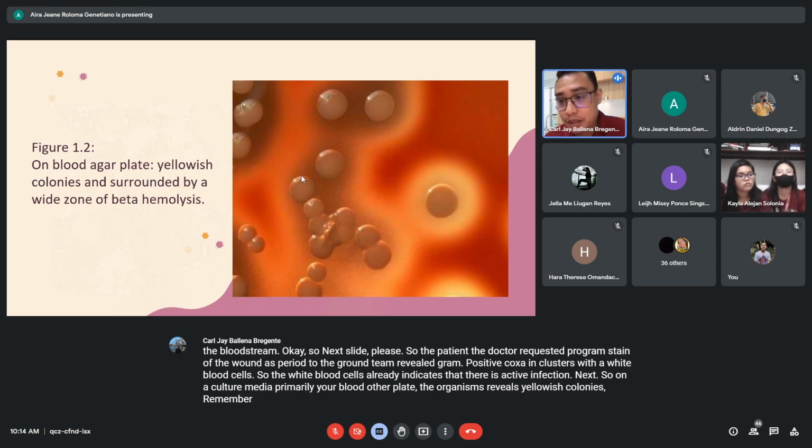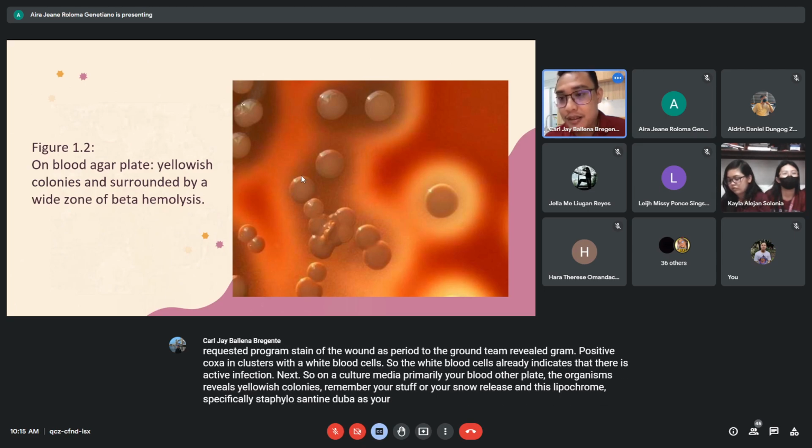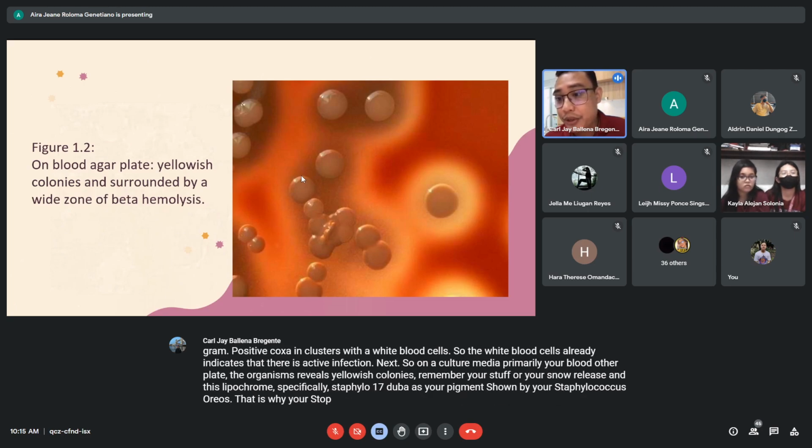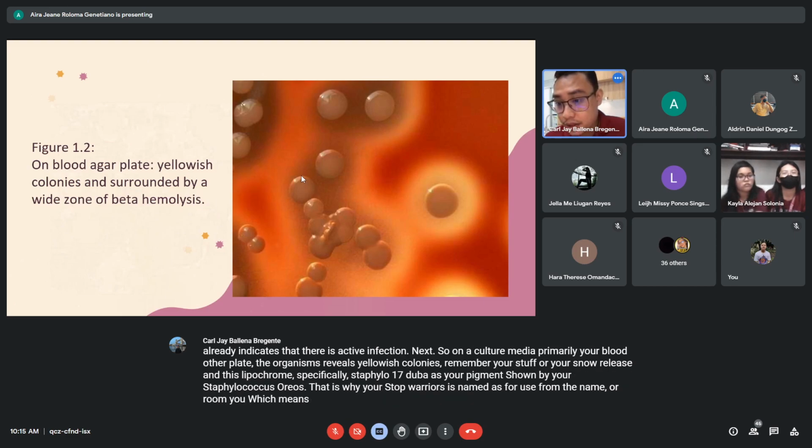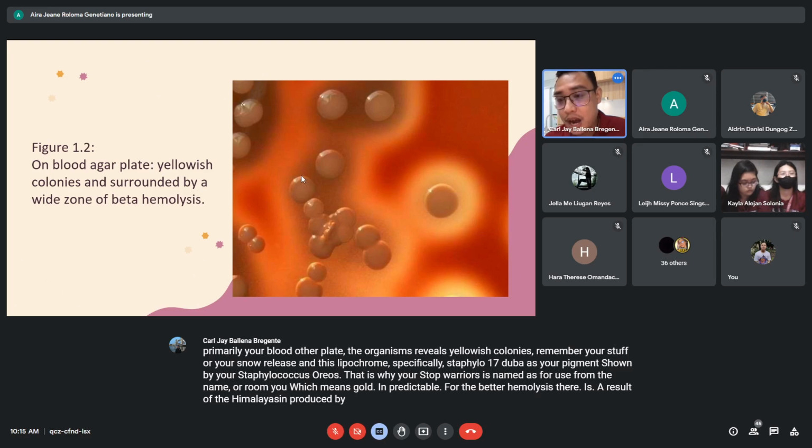Remember, your Staph aureus contains lipochrome, specifically staphyloxanthin, as the pigment shown by Staphylococcus aureus. That is why Staph aureus is named aureus, from the name aurum, AU, which means gold in the periodic table. The beta hemolysis there is the result of the hemolysin produced by your organism Staph, primarily the alpha hemolysin. Next slide, please.